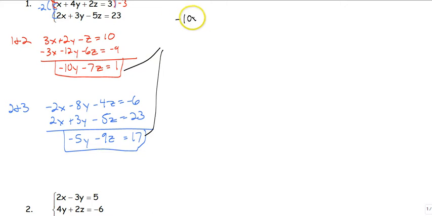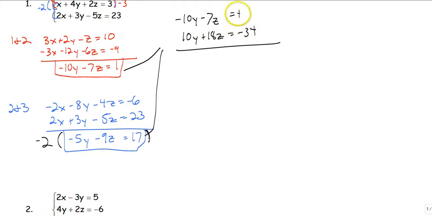So I have negative 10y minus 7z equals 1. I also have, now I'm going to multiply this equation, I'm going to do this down here, by negative 2 again. So this becomes positive 10y, this becomes positive 18z, and this becomes negative 34. Okay, again, this is very tedious. You have to be careful as you're working through this so you don't make a mistake. We get, these cancel, the z's are 11z is equal to negative 33, and z is equal to negative 3.